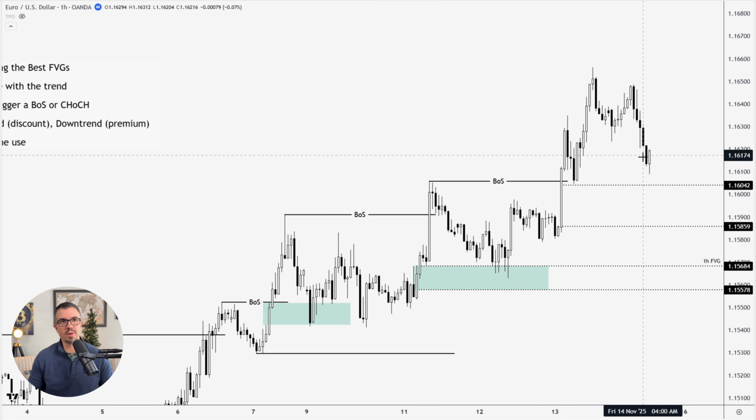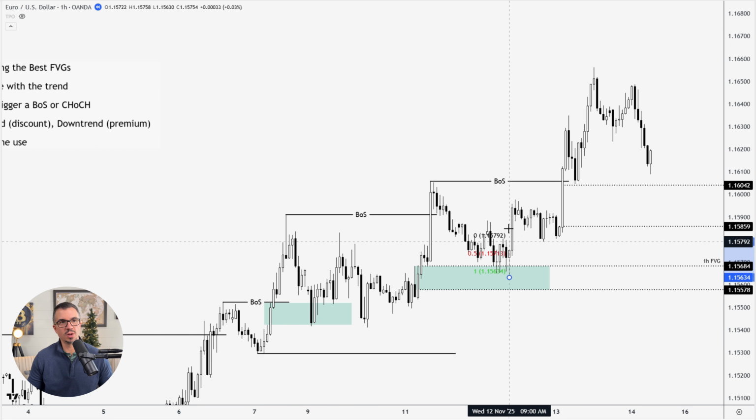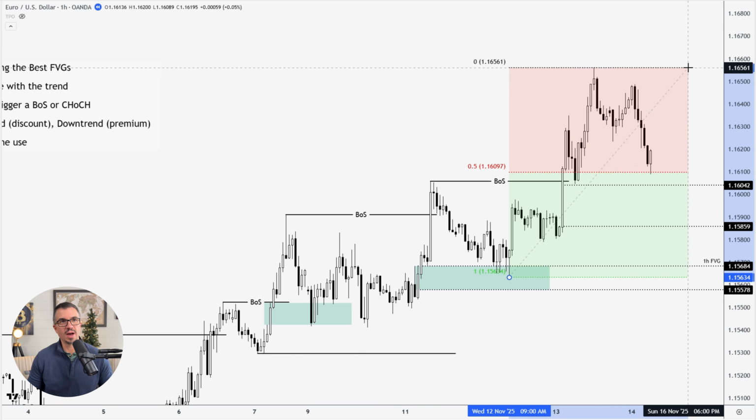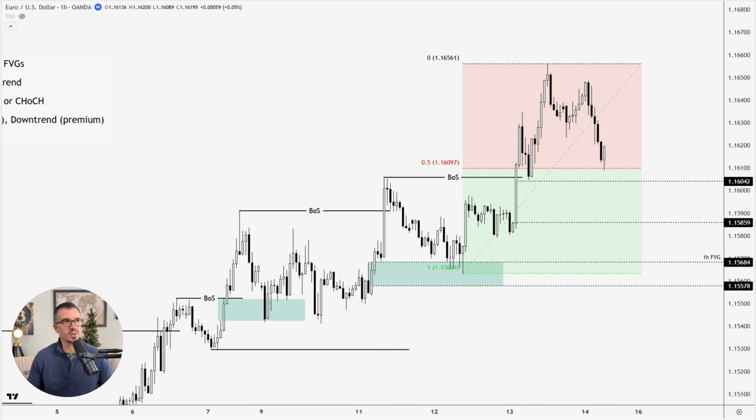And once we have this pullback here, this is enough for me to start drawing this area and looking for our discount window. So again, this was the low back here. This is our external low following the break of structure. If I drag from that low up to this recent high, you can see that this right here is our 50%.